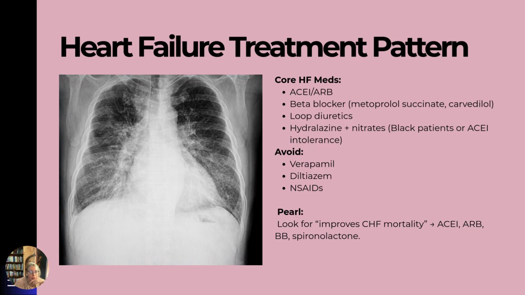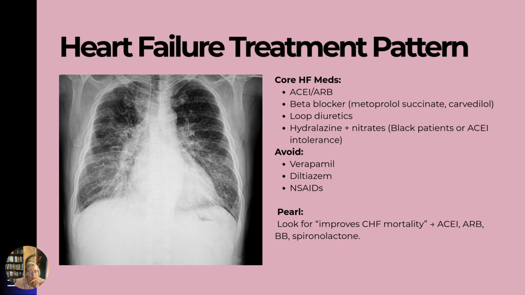Heart failure. Okay, so our core heart failure meds are ACE inhibitors and ARBs, beta blockers, loop diuretics, hydralazine, and nitrates. So Black patients or ACE inhibitor intolerance is where hydralazine comes in, if these other ones aren't working. In heart failure, you want to avoid verapamil, diltiazem, and NSAIDs. So for heart failure patterns, you look for what improves congestive heart failure mortality. The answer is going to be ACE inhibitors, ARBs, beta blockers, or spironolactone, which are the ones you're going to see more often with the heart failure question.